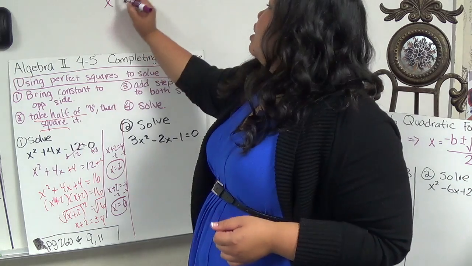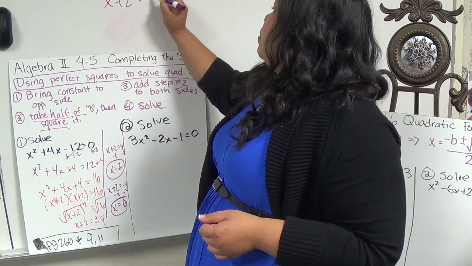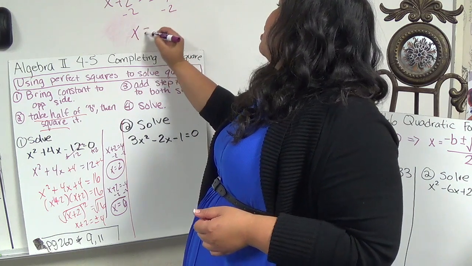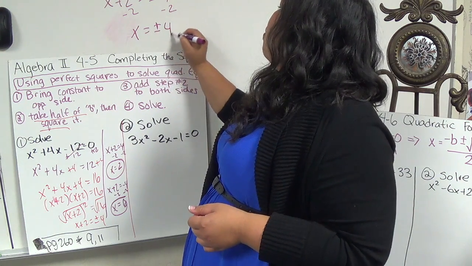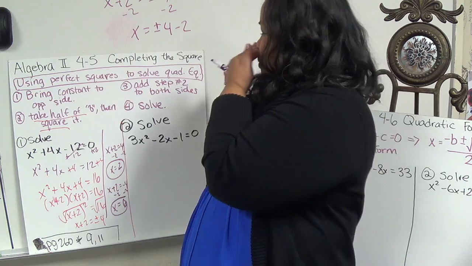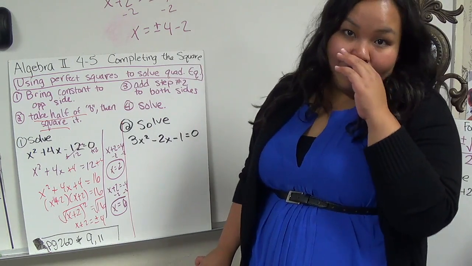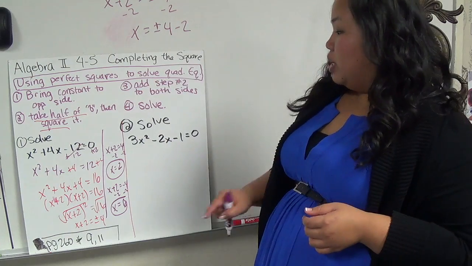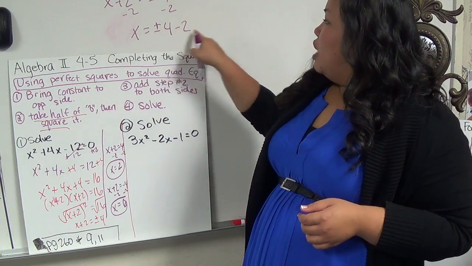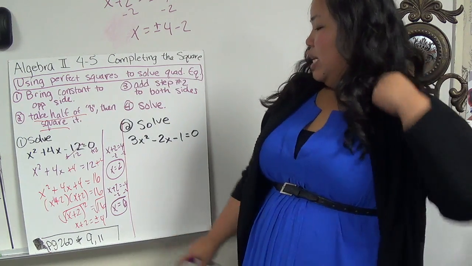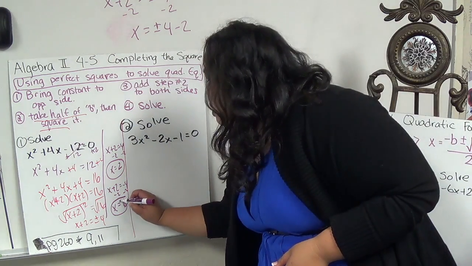If I have x plus 2 equals plus or minus 4, I can also subtract 2 from both sides. So x equals plus or minus 4 minus 2. Okay? And let me tell you why an answer like that will be handy in the future, even though these are whole numbers. So positive 4 minus 2 is 2. Negative 4 minus 2 is 6. I mean negative 6. Why did I put 6?